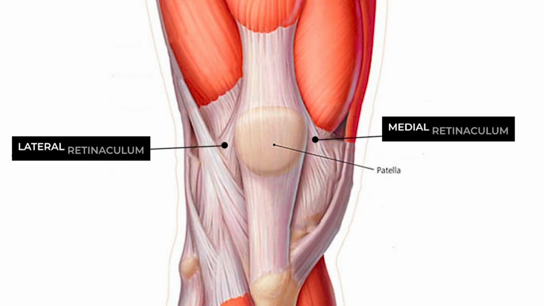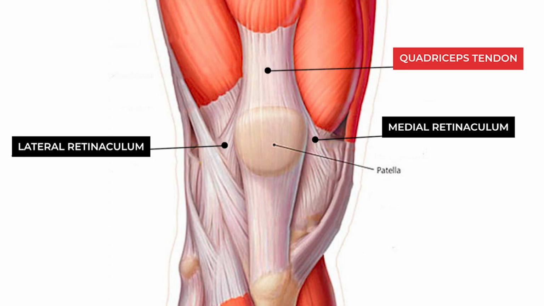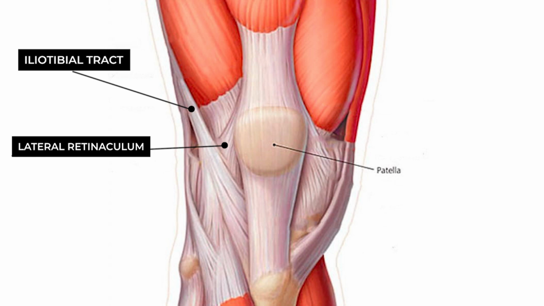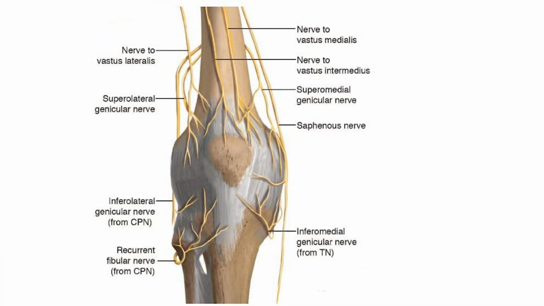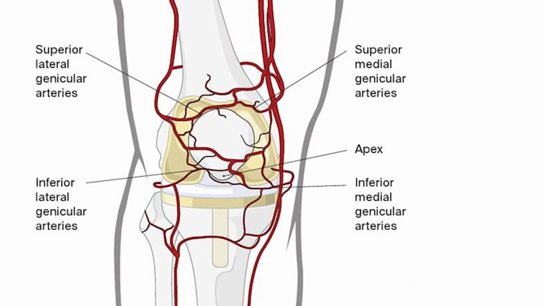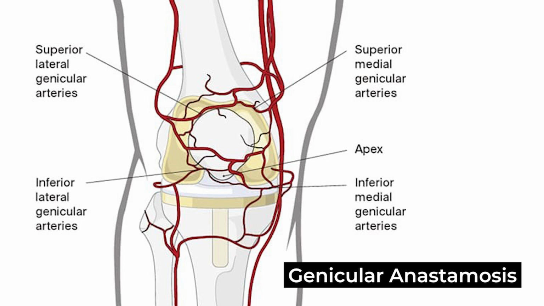Patellar retinacula are fibrous expansions from the quadriceps tendon and patellar ligament which connect the sides of the patella with condyles of the tibia and collateral ligaments. The lateral retinacula are reinforced by the iliotibial tract. In the subcutaneous tissue of the patella and the patellar ligament, a plexus of nerves known as the patellar plexus can be seen. Arterial supply to the patella is derived from the genicular anastomosis.